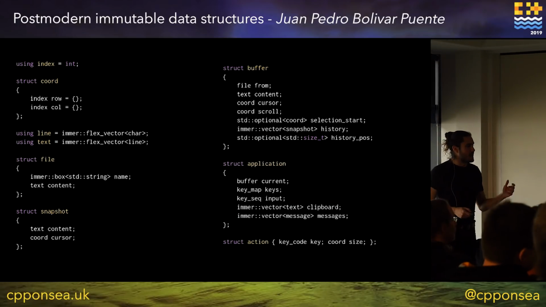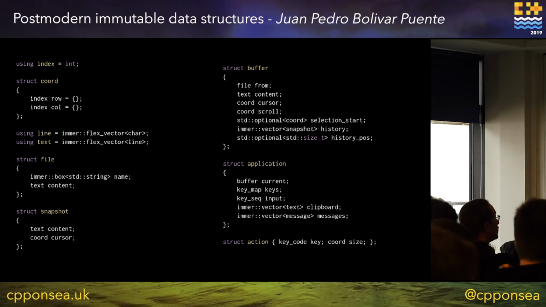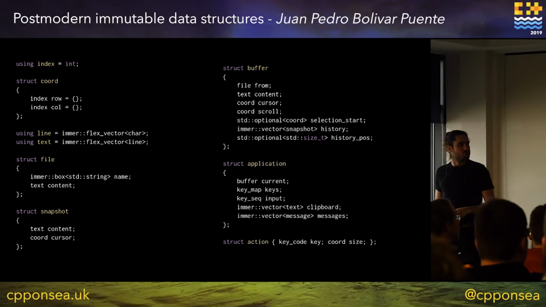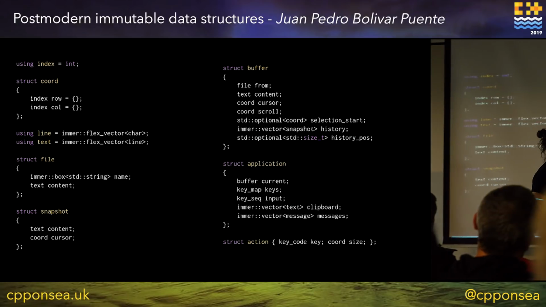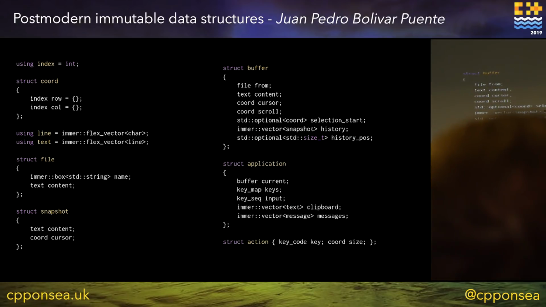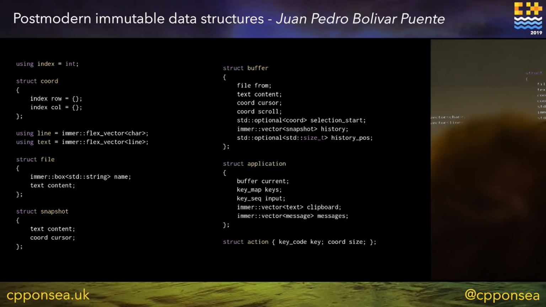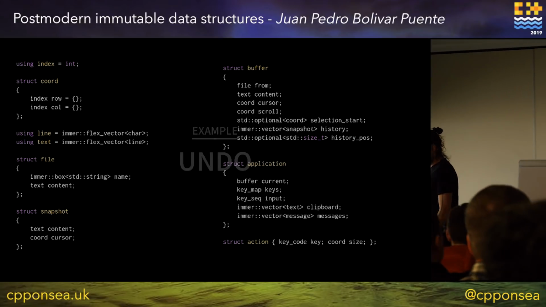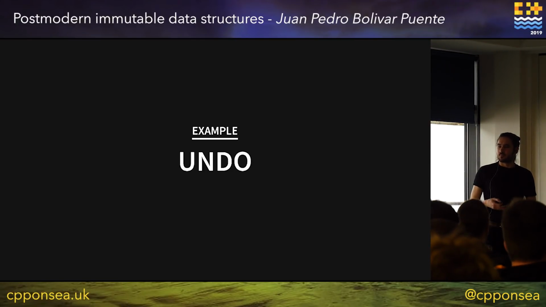So this is nice because I think just by looking at this data, you can already easily imagine how a lot of the operations are implemented, right? Like, I don't know, if I tell you to implement a function that inserts a character, it's going to return a buffer, it's going to take as an argument a buffer and the character you want to insert, and you're going to update the content there, right? And I want to show you an example of an operation that is normally complicated, but in this case becomes simple, which is undo.